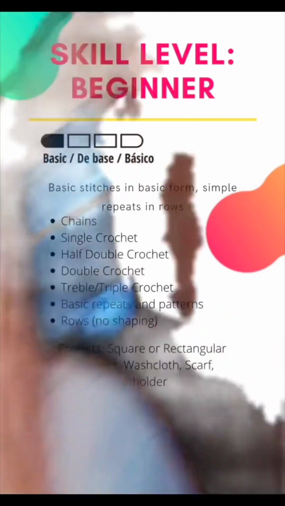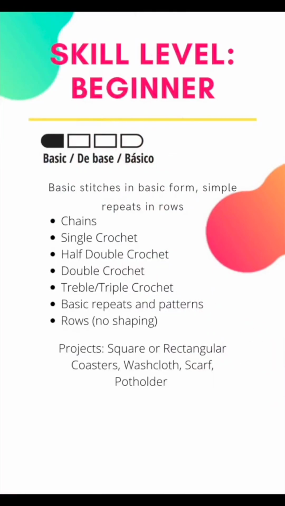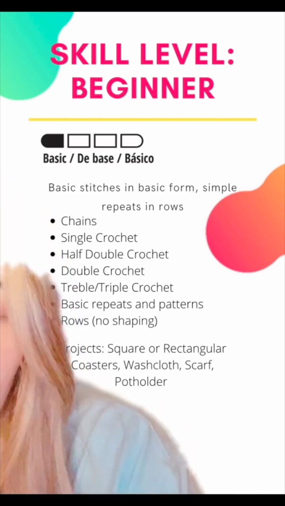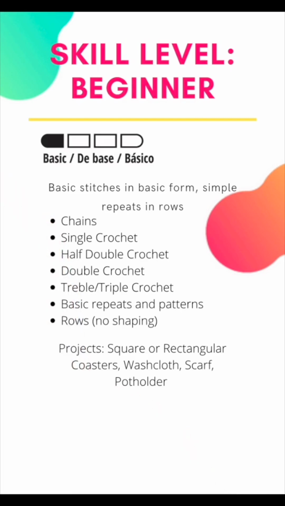So let's start with the beginner skill level. I'm not going to read this to you because you can just screenshot it for yourself. So these stitches are the only stitches that are considered beginner stitches. Everything beyond it is considered easy. So you're working in rows, projects like squares, rectangular coasters, washcloths, scarves, pot holders. Everything beyond that is no longer beginner.